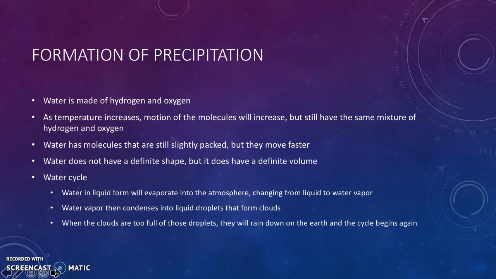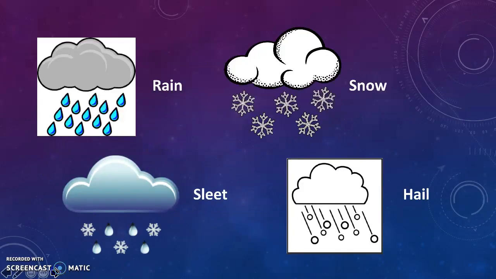And when we're talking about the formation of precipitation, we think of the water cycle. And in the water cycle, the first thing is that water in liquid form will evaporate into the atmosphere, changing from liquid to water vapor. Then, water vapor condenses into liquid droplets that form clouds. And when the clouds are too full of these droplets, they will rain down on the earth, and the cycle begins again. Now we're going to talk about 4 different kinds of precipitation.